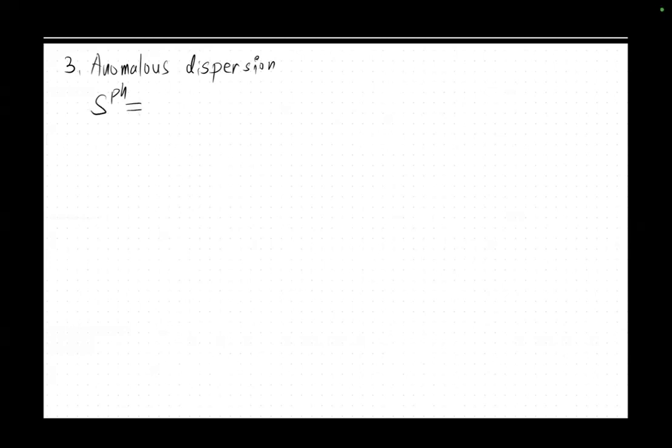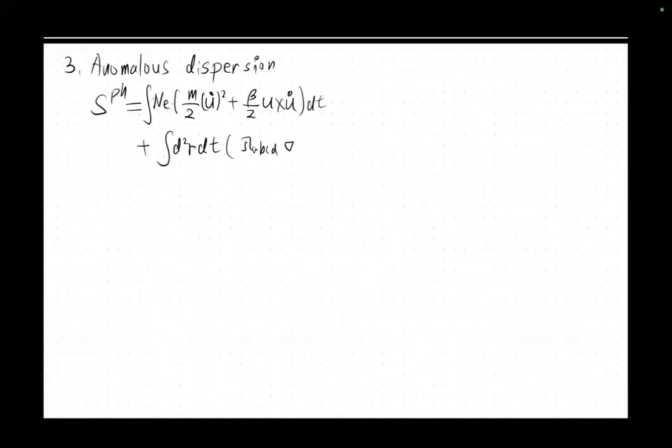There's a center of mass part you can write down, which is simply going to be a kinetic term, n over 2 u dot squared, plus beta over 2 u cross u dot. This needs to be integrated. And then there's going to be the elastic energy part, which is some lambda_ABCD, del_A u_B, del_C u_D.